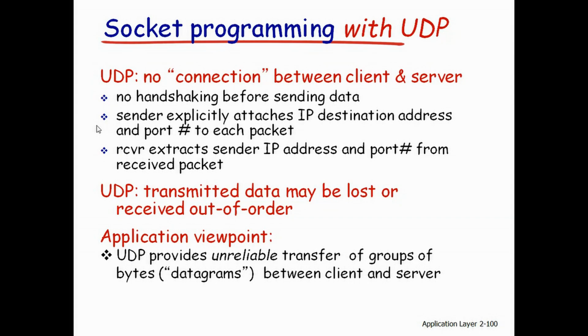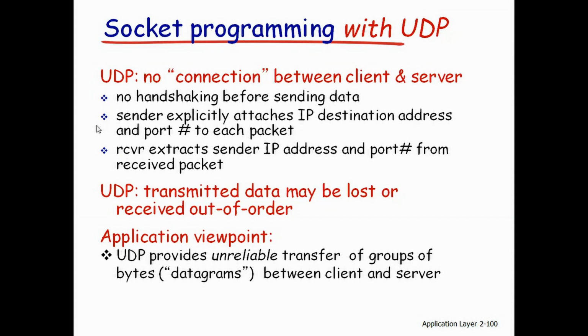And the receiver extracts the IP address and port number from the received packet. Fine. The server's IP address we know and the server's port number we know, so the client can easily attach them. How will the server reply back to the client? Whatever message we have sent from client to server, the server will extract the client's port number as well as the IP address from the packet it has received.